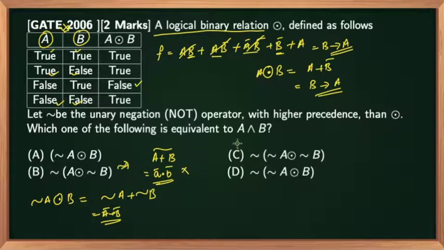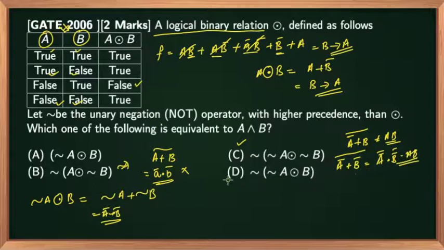Now let's see choice C, we have (A bar plus B) whole bar, this is also not equal to AB. And here we have (A bar plus B bar) whole bar, right? That's equal to A bar bar into B bar bar, that's equal to AB, right? So choice D is correct.